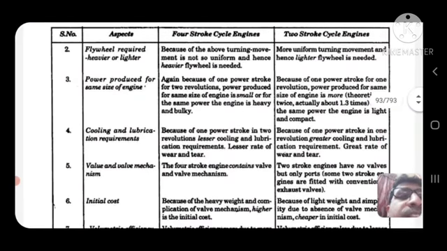Flywheel required, heavier or lighter. Because of the above, turning movement is not so uniform and hence a heavier flywheel is needed. In the 2-stroke engine, more uniform turning movement and hence a lighter flywheel is needed.